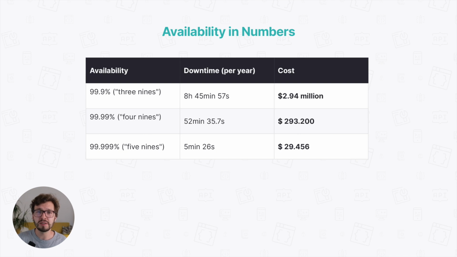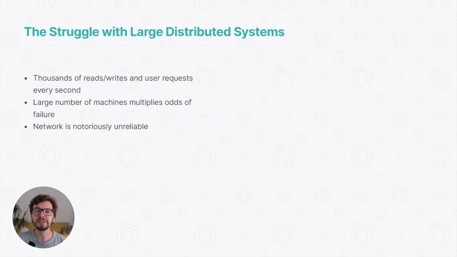To build a system which actually can guarantee this degree of availability is very complex. And now we're going to go and see why this is the case. Systems that can guarantee a high level of availability are enormous networks of computers that are interconnected and they handle thousands of writes and probably even 10,000s of read requests per second. And the more machines you have in your system, the higher the odds that some of them will eventually fail. And not to forget the network by itself.